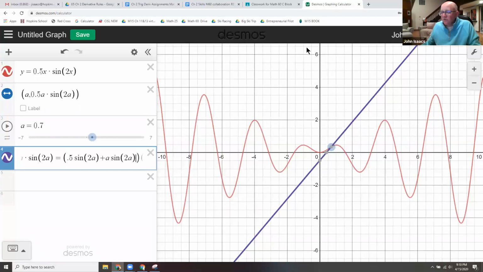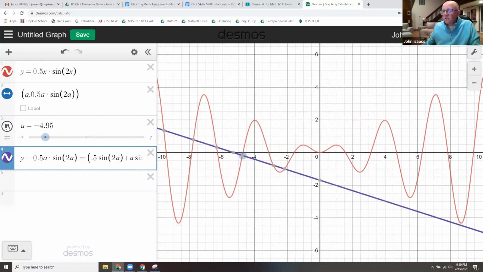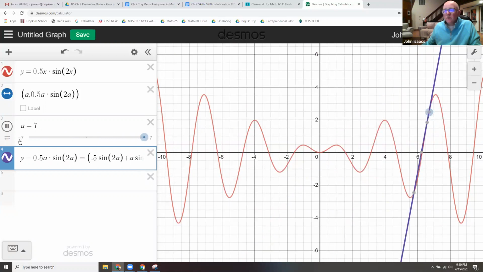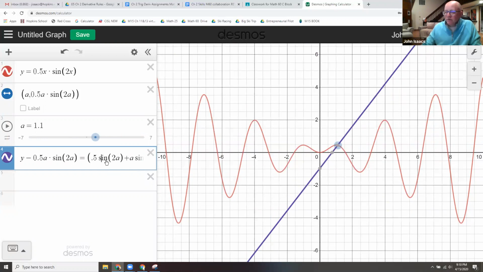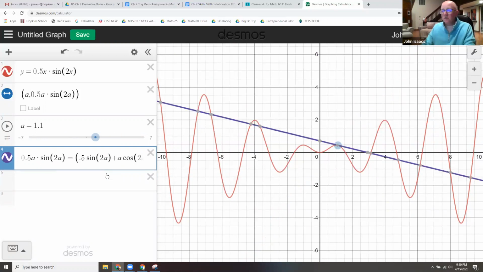Okay, I paused it there for a second because I needed to find an error. So here's what's happening so far. I found the error, but didn't change it. So as we play this, the line is actually not tangent at the point that it's playing on. So I want it to be tangent. So I made a mistake in the derivative. It's 0.5 sine 2a plus a cosine 2a. And now it should work properly.